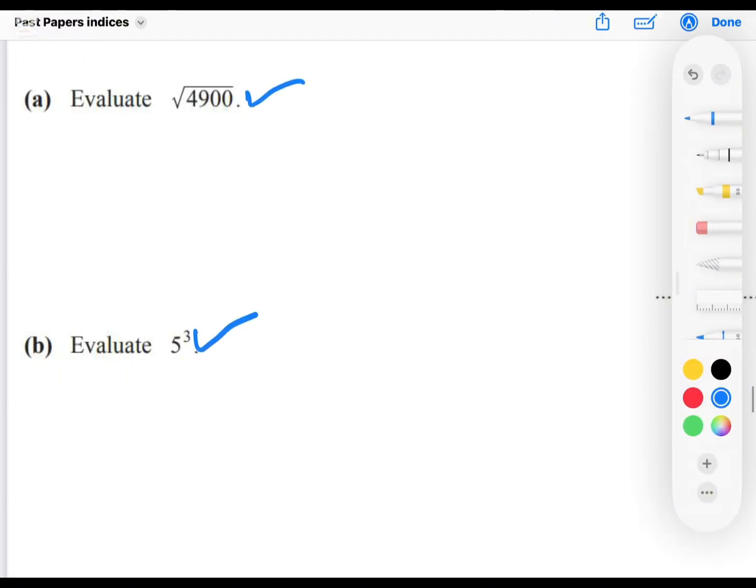Now these two parts are homework for you. Try to solve these questions.